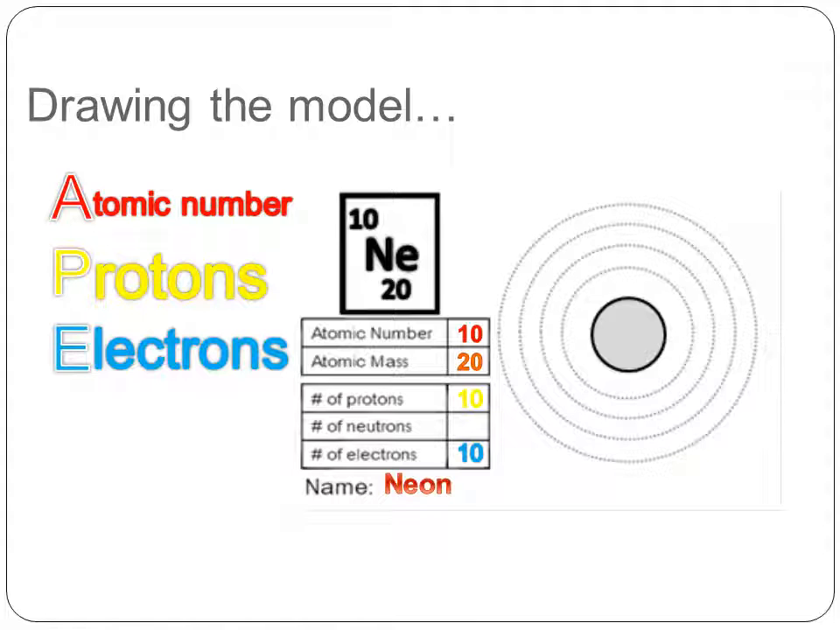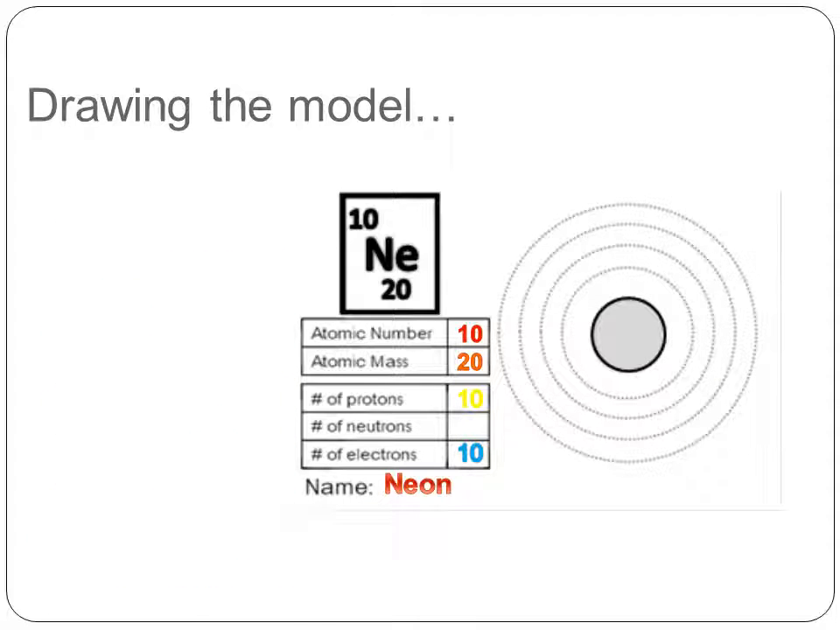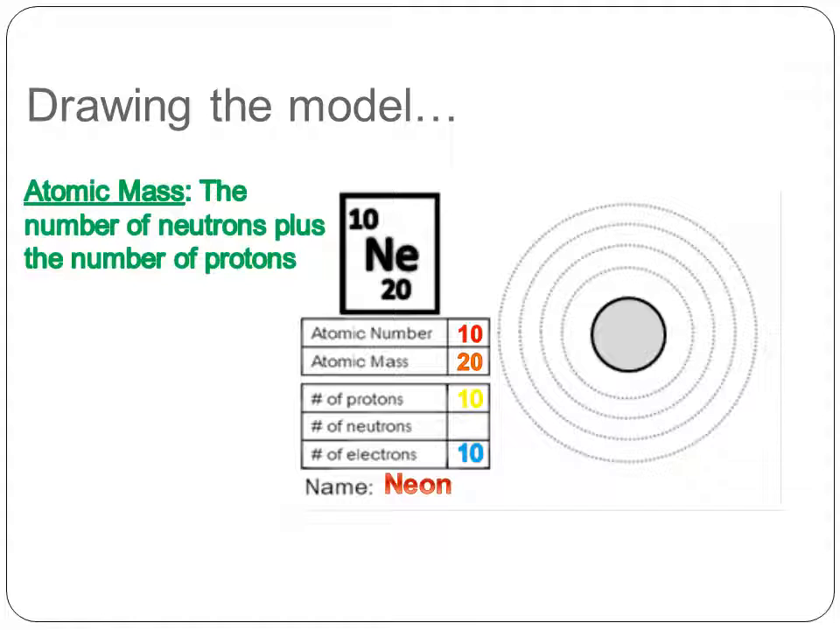Last but not least, we have to find the number of neutrons. This can be found by remembering that the atomic mass of an element is the number of neutrons plus the number of protons. If you know the atomic mass and the number of protons, then you can subtract the number of protons from the atomic mass, and the remaining number is the element's number of neutrons. In neon's case, it has an atomic mass of 20, 10 protons, and 20 minus 10 leaves you with 10 neutrons. Now that we know all of this information, we are ready to start drawing our model.